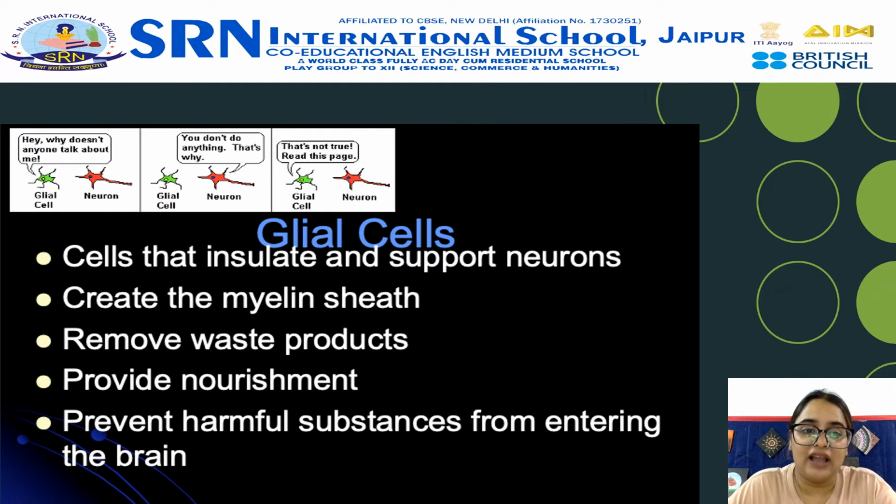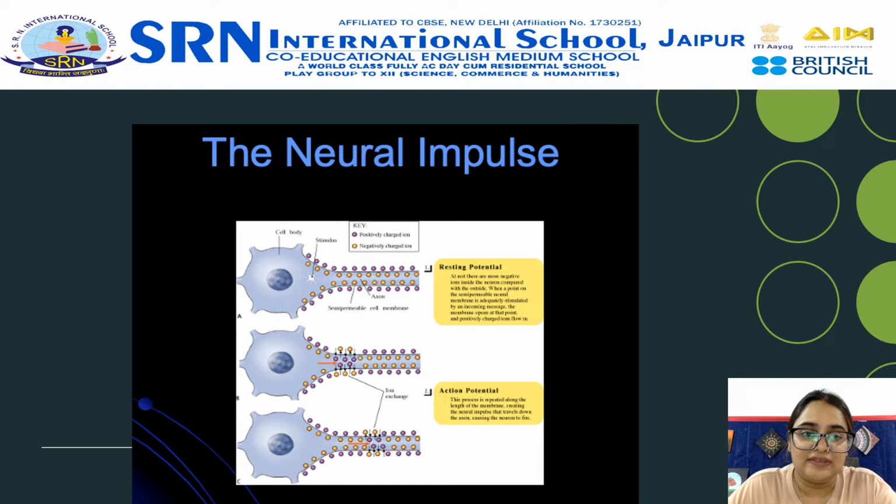Then we have glial cells, cells that insulate and support neurons, create the myelin sheath. These remove waste products, provide nourishment, prevent harmful substances from entering the brain. This is the diagram of the neural impulse. It's giving us the resting potential as well as the action potential.